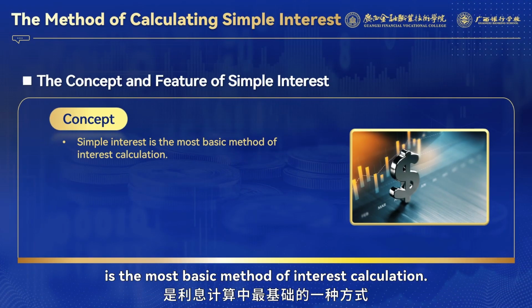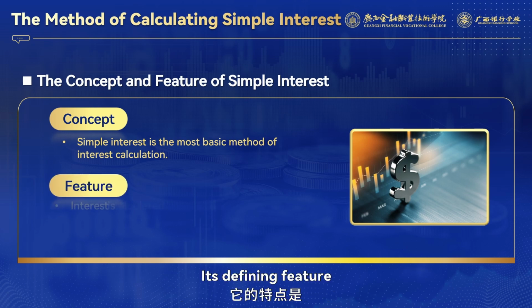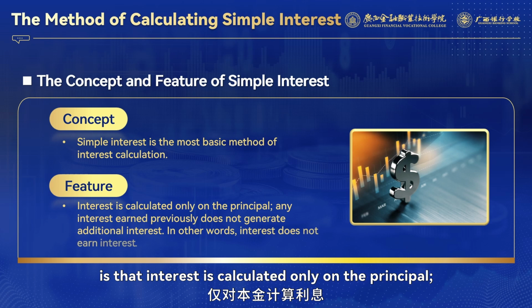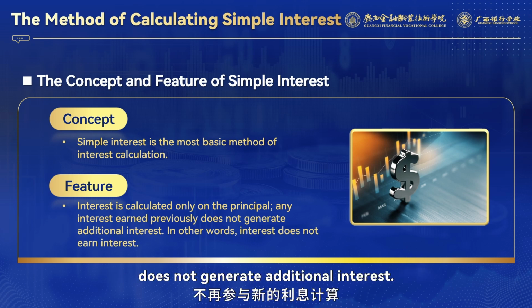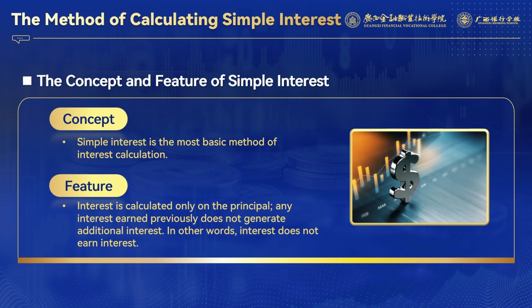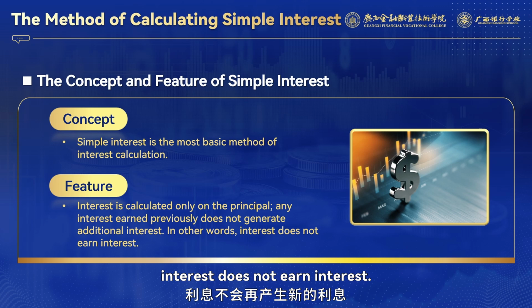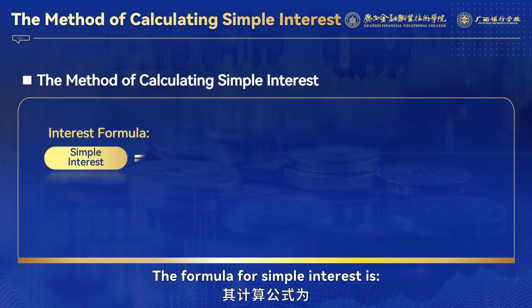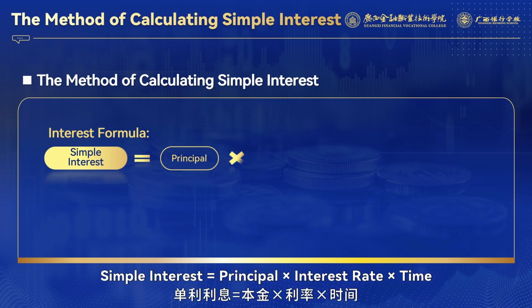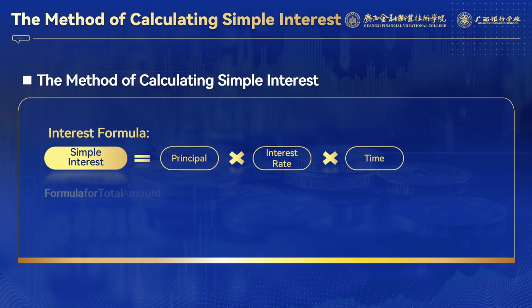Simple interest is the most basic method of interest calculation. Its defining feature is that interest is calculated only on the principal. Any interest earned previously does not generate additional interest. In other words, interest does not earn interest. The formula for simple interest is: simple interest equals principal times interest rate times time.